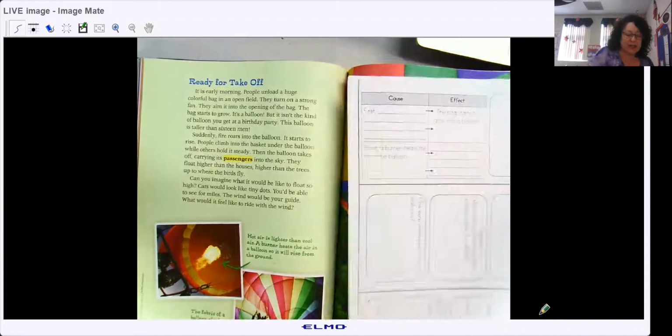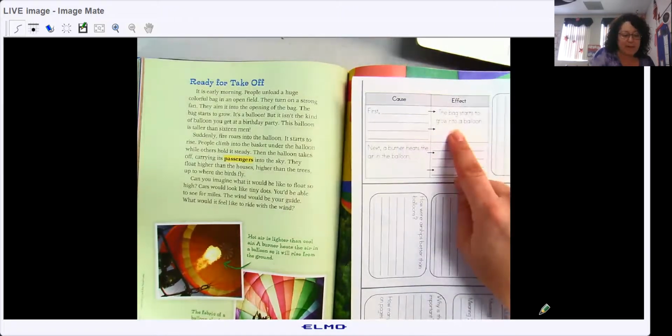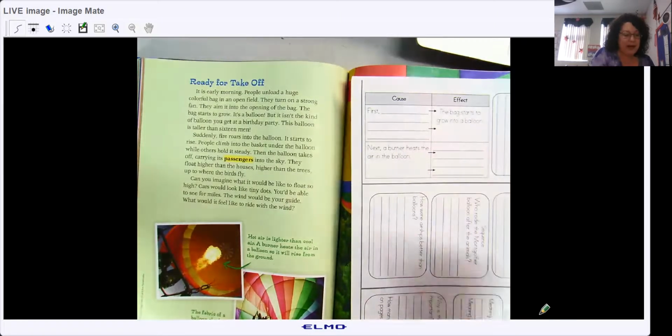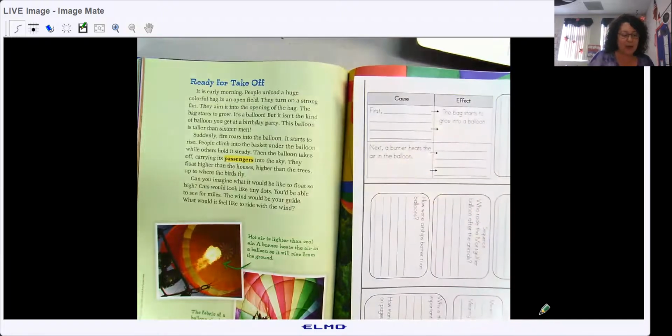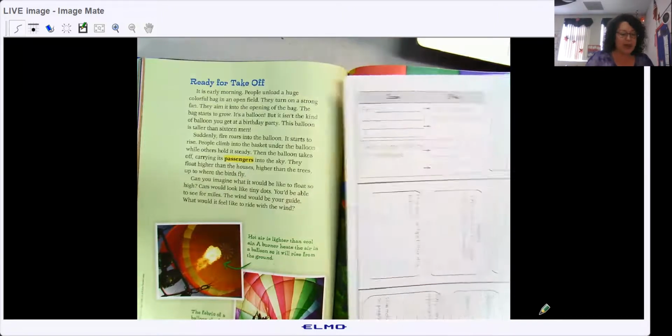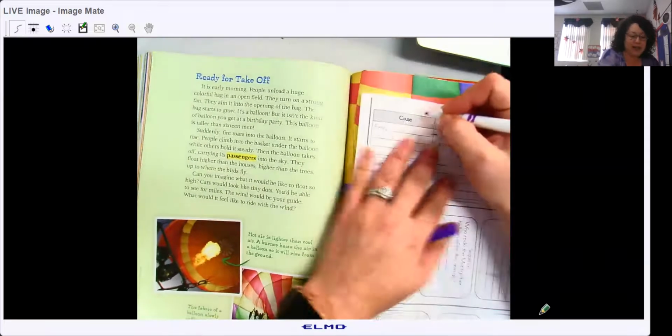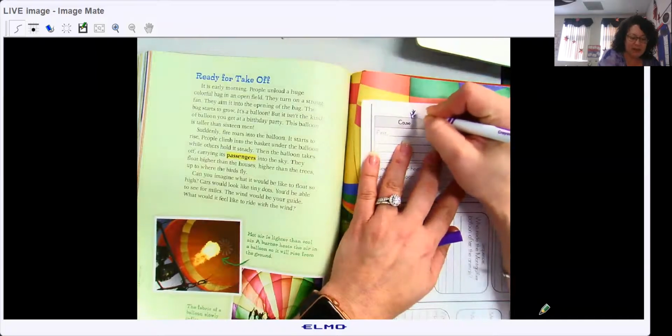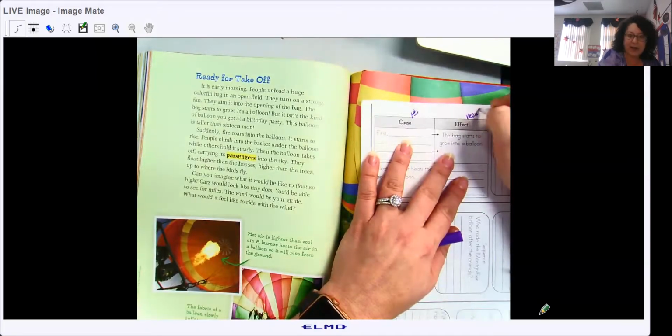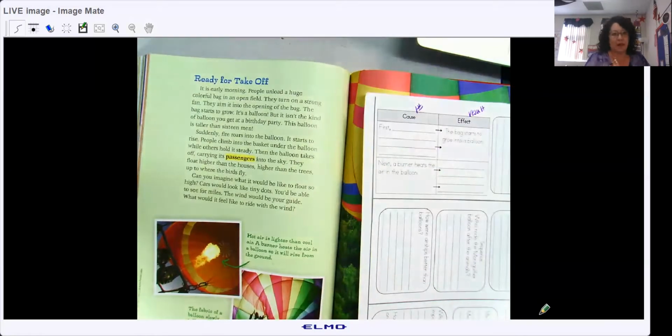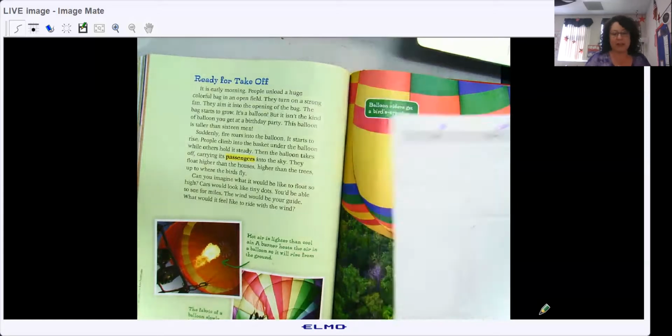First, and the effect is the bag starts to grow into a balloon. And then next, a burner heats the air in the balloon. And what is the effect? Remember, cause happens first, and the effect is the result. And when I write, I'll zoom in. I just wanted to open this up first so we could see the page.